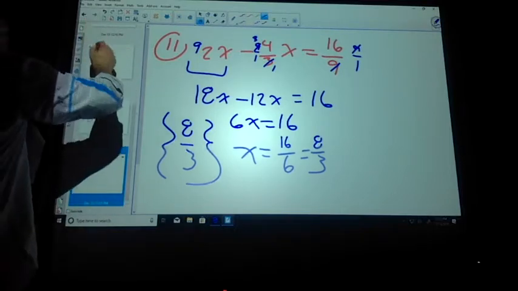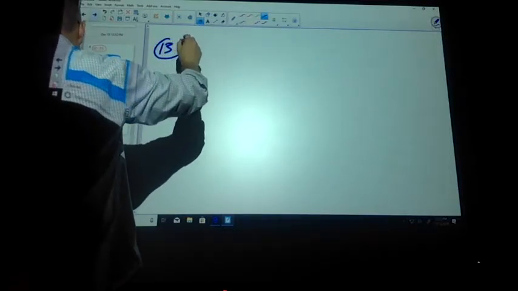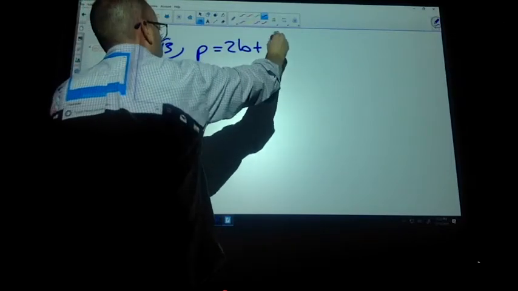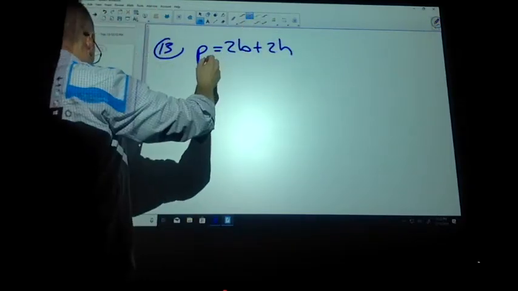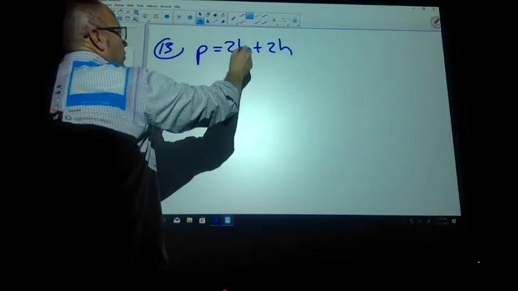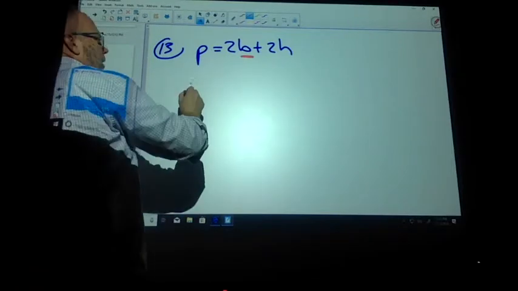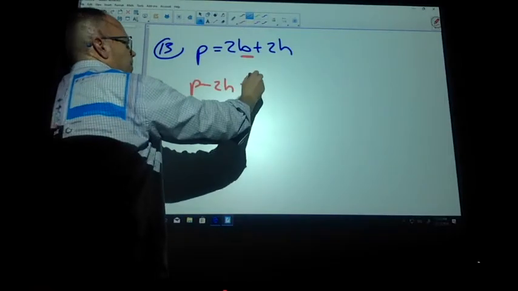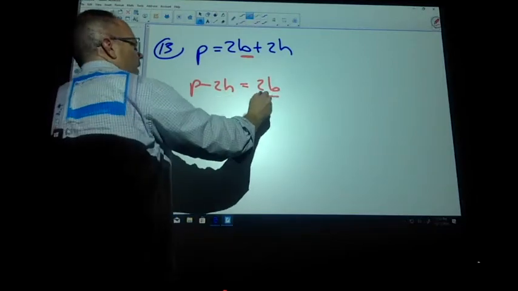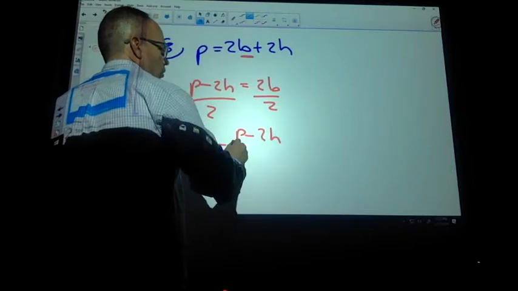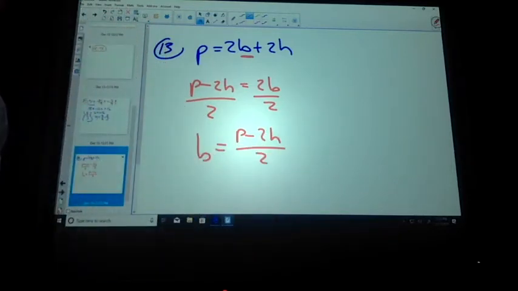All right, number 13. We have P is equal to 2B plus 2H, and we want to solve for B. So I want to get this all by itself. Okay? So subtract 2H from both sides. Is that okay? And then I divide everything by 2. So B equals (P minus 2H) all over 2. Is that one of the answers? Please be. Yay. Is that C?